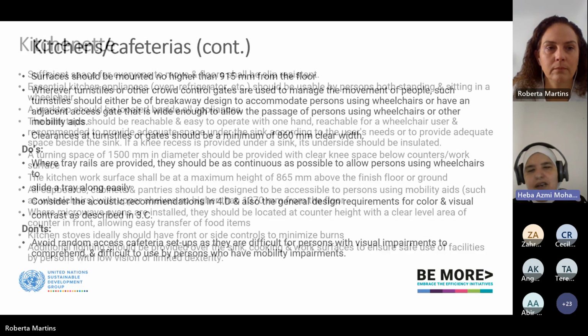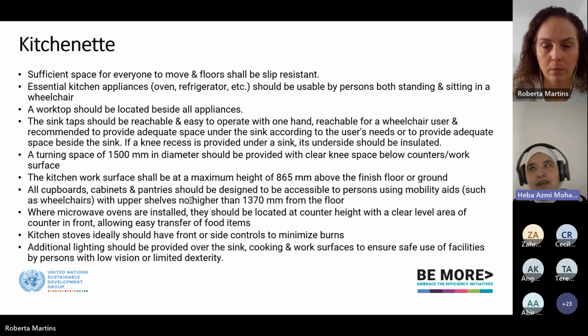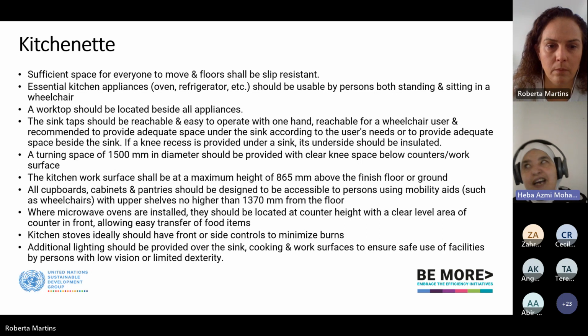Next slide is going to show the kitchenette and the main items included in these slides. The next two slides are going to show the kitchenettes. The main items are to ensure that the cabinets and all the counters are at a height which is usable by persons with disabilities, and make sure that you have a sufficient area in front of the kitchen appliances that would enable persons with disabilities to transfer food items.